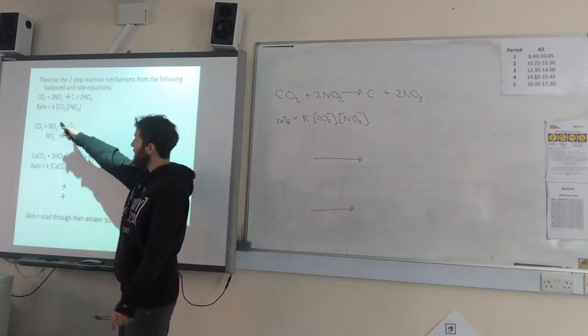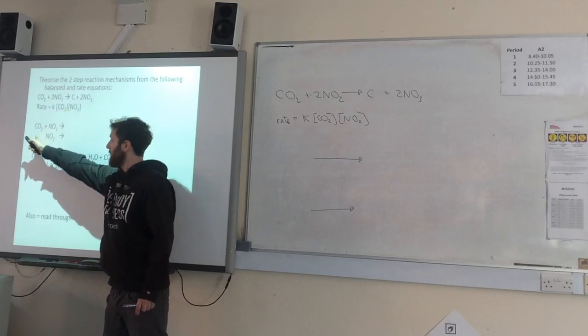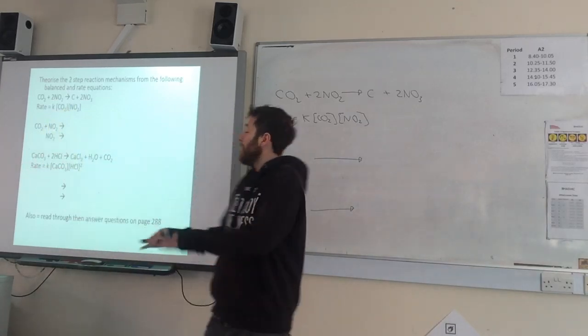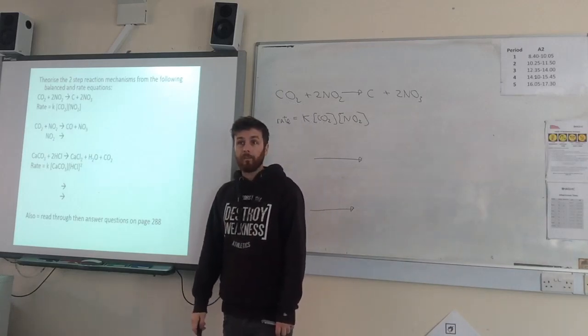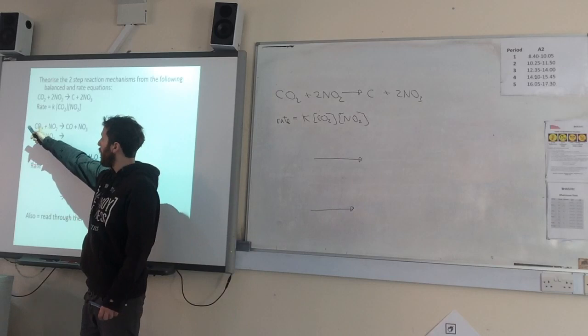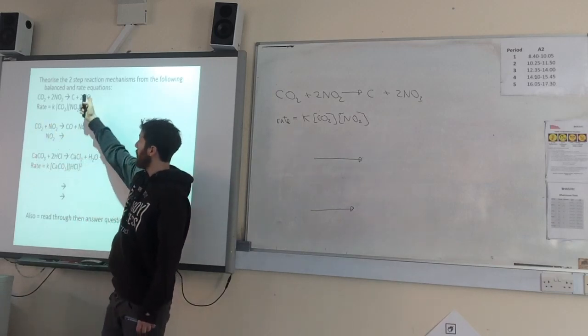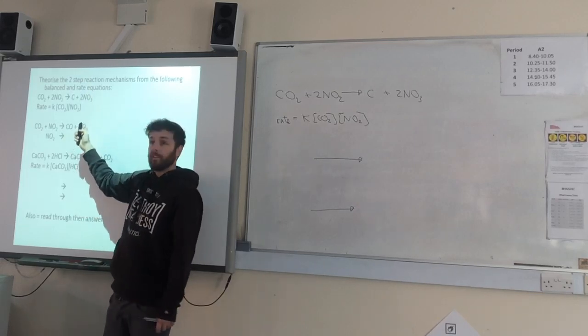We need to make an intermediate and maybe some products. That intermediate needs to react with the NO2 to make the rest of my products. So you just kind of got to go for it. The intermediate is carbon monoxide. So the CO2 has given one of its oxygens to the NO2. And can you see how NO3 is one of our products? So we've made some of our products in the first step.